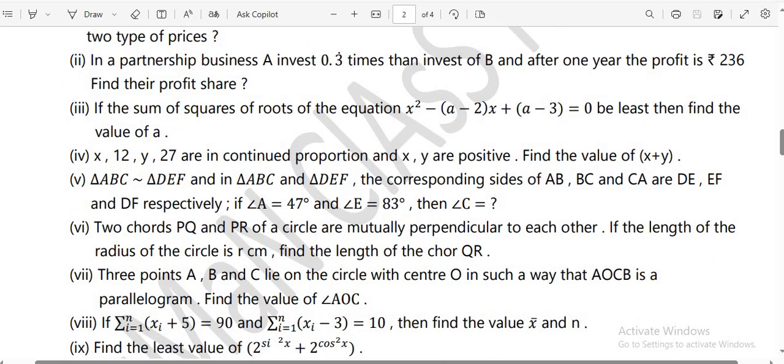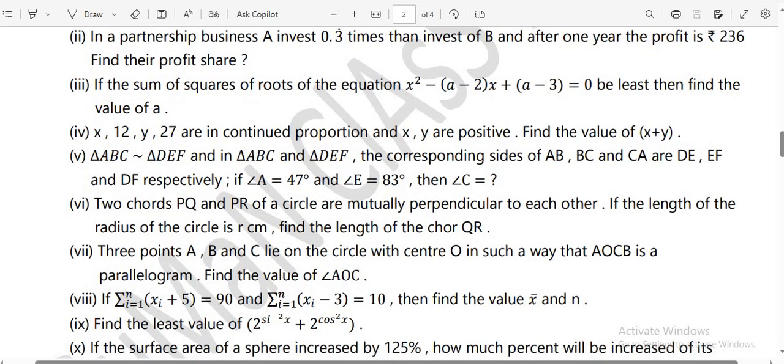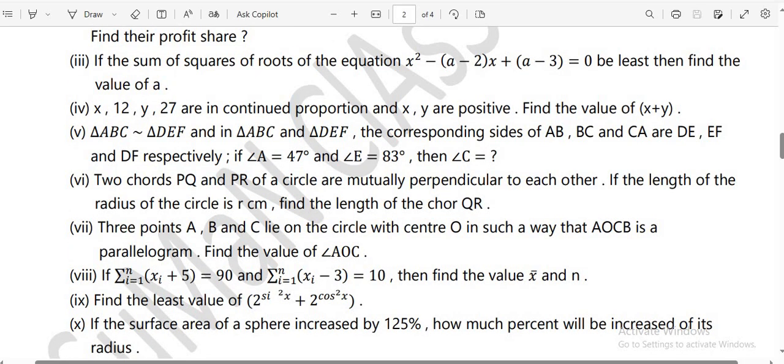Question number 8. If summation i equal to 1 to n of (xi plus 5) is equal to 90 and summation i equal to 1 to n of (xi minus 3) is equal to 10, then find the value of x bar and n. Question number 9. Find the value of 2 sin square x plus 2 cos square x.